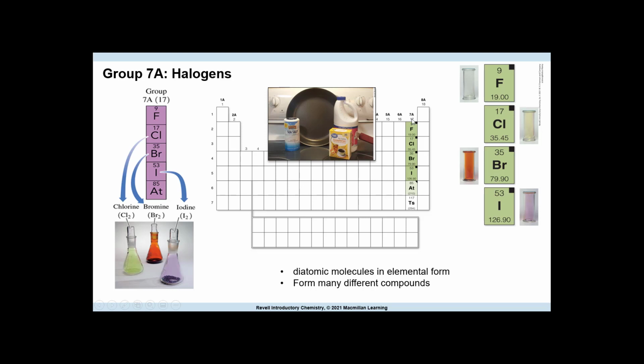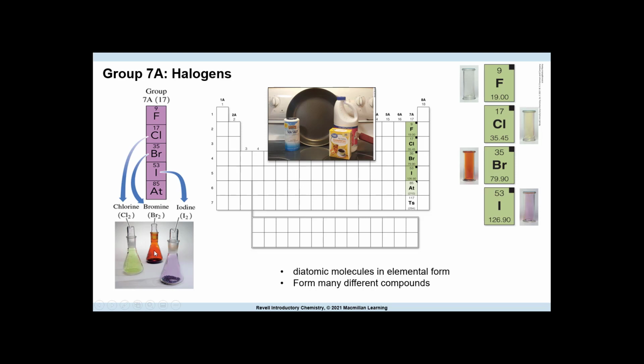Okay, halogens. So we jump over here. These are halogens, everything that's here, and I got this from a different book. So fluorine, chlorine, bromine, and iodine. They are diatomic molecules in elemental form. What does that mean? That means that in nature, they're found like this. This is why I added this slide. They are found in 2. Di means 2, so 2 atoms are considered a molecule. So this is found as all of these.